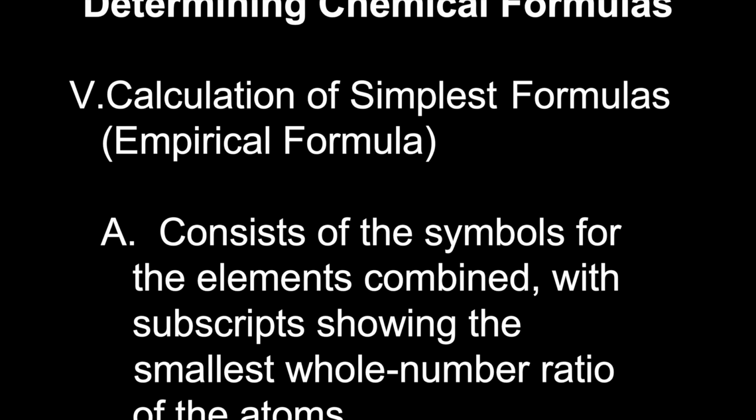Now, the first thing we're looking at here is called the simplest or the empirical formulas, and this is kind of the simplified formula for the compound. So the definition of this is it consists of the symbols for the elements combined with subscripts showing the smallest whole number ratios of the atoms. And the key thing about this is that it is the smallest whole number ratios. Okay, that's going to be a little bit different when we start getting into the molecular formulas. So let's move on.